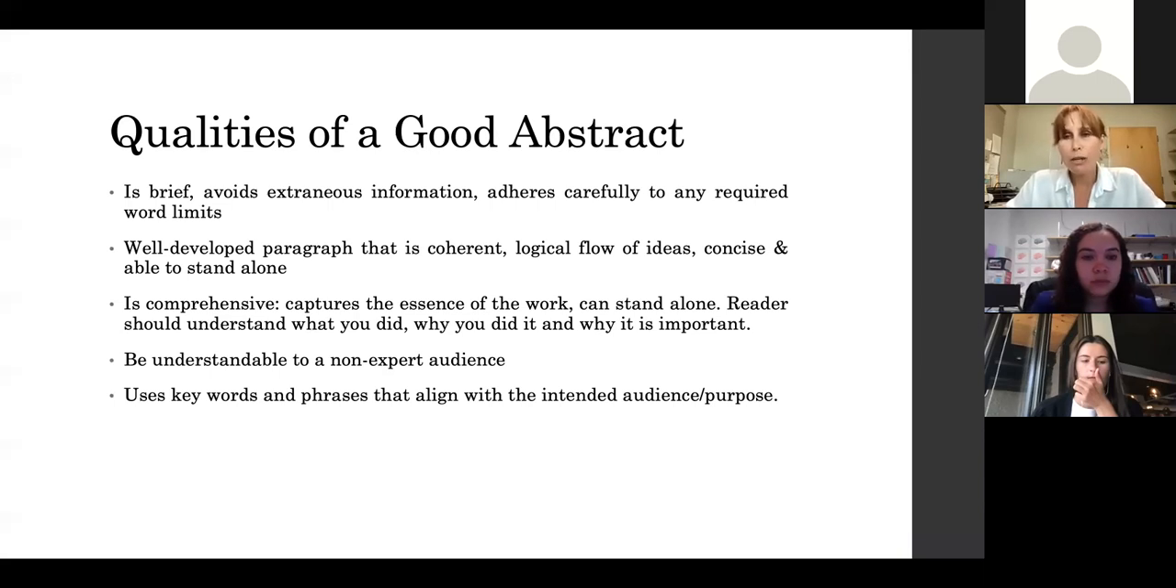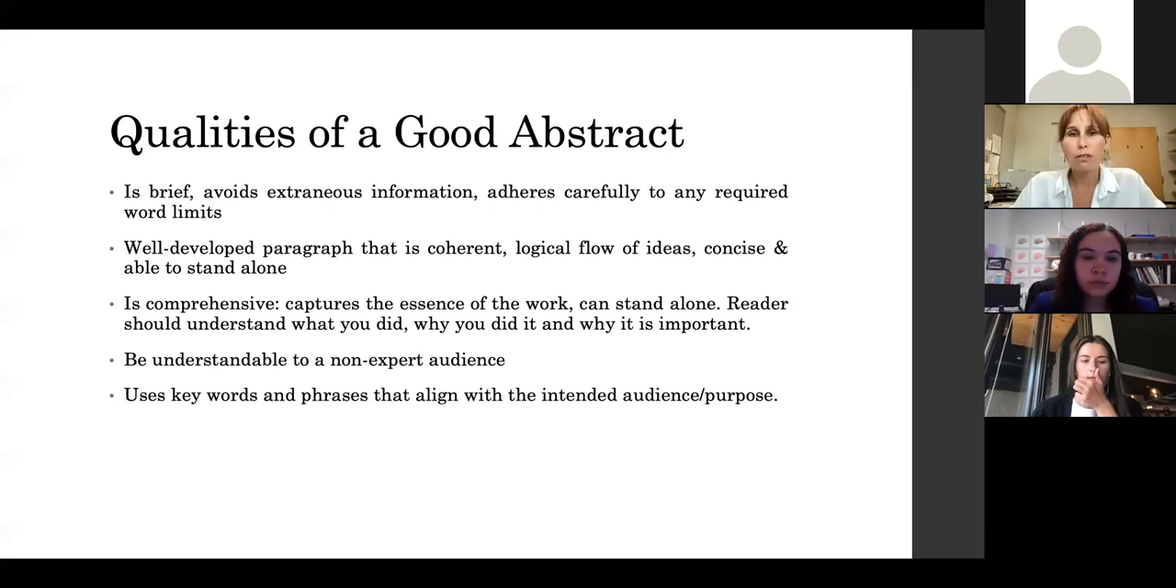For an inexperienced undergraduate student and graduate student, it can be difficult to decide what is important and what is not important. Hopefully we can help you with that today. The abstract should be coherent. The information should be presented in a logical sequence, with a logical flow of ideas.